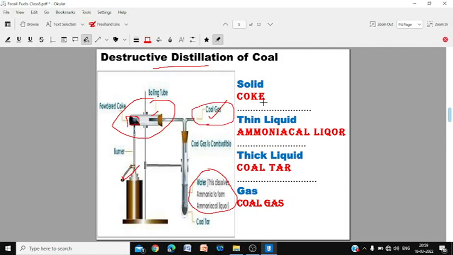The solid part is called coke, C-O-K. That is the coke left behind after the heating is over. The thin liquid is called ammoniacal liquor, the thick liquid is called coal tar, and the gas is called coal gas. So one solid, two liquids, and one gas. The solid is coke, the liquids are ammoniacal liquor and coal tar, and the gas is coal gas. Now let's see one by one.